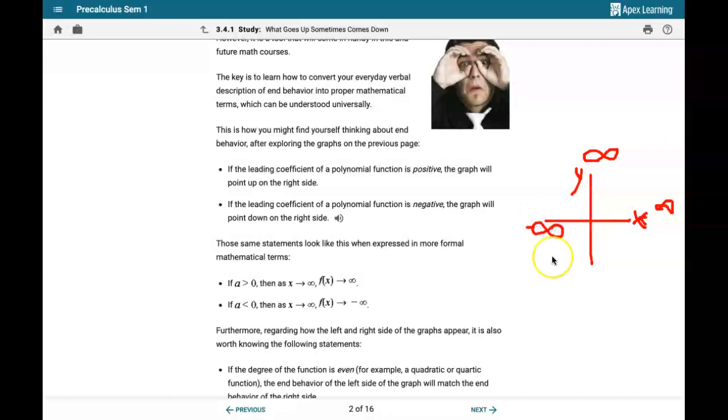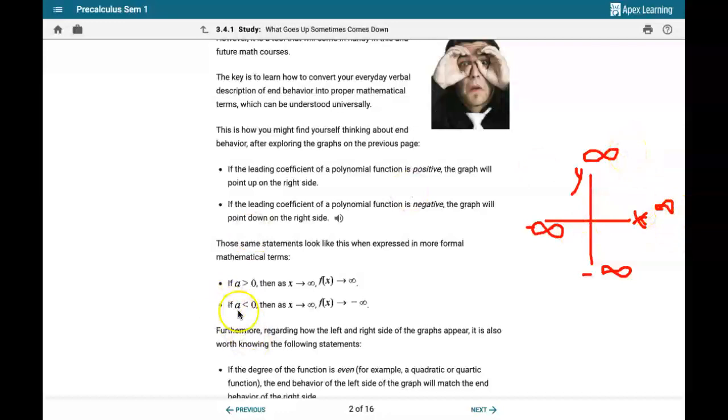If we talk about negative infinity in the x direction, we're talking about going to the left, going towards more negative values. And same thing with the y direction. If we're talking about negative infinity, we're talking about going downwards. So basically what this is reading as is if a is a positive number, then as x goes towards larger numbers, y is going to go towards larger numbers as well. It's going to go in the positive direction.